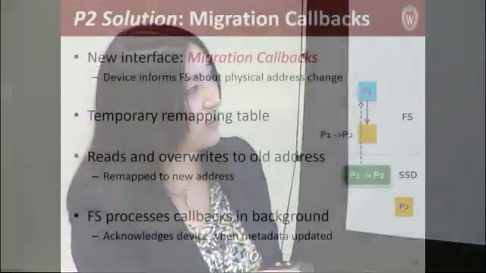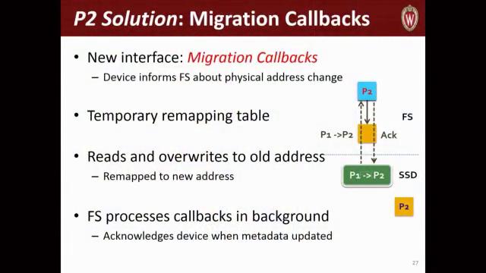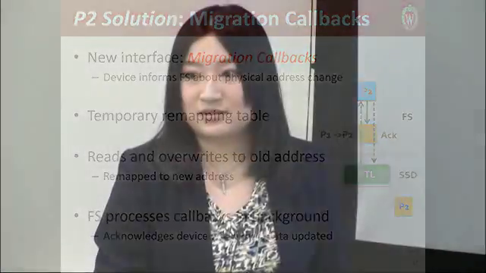And the SSD also sends this information back to the file system. And the background process in the file system will process these callback entries and then update the metadata to the new physical address. And after it's been updated, the file system will send an acknowledgement to the SSD. And then the SSD can remove the remapping entry. Yes? Does the file system have a reverse mapping of physical blocks to inodes? No. And how does it know where physical block 1 is? I'll go through it. This is the third problem.